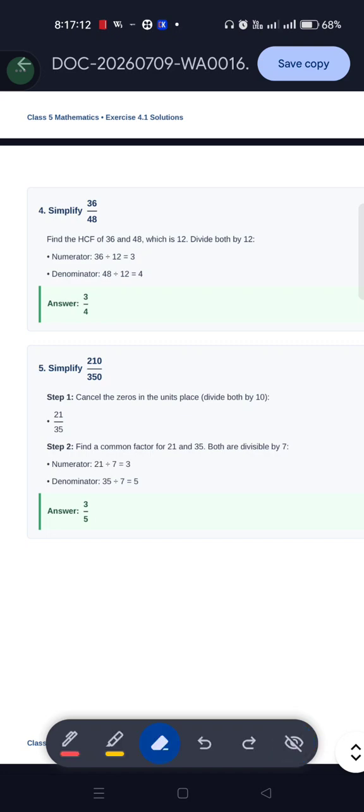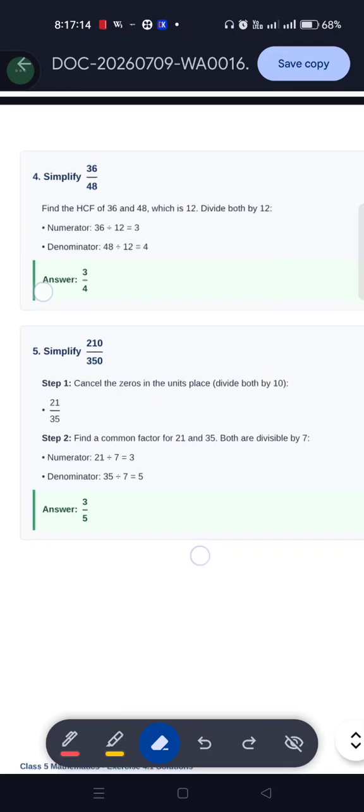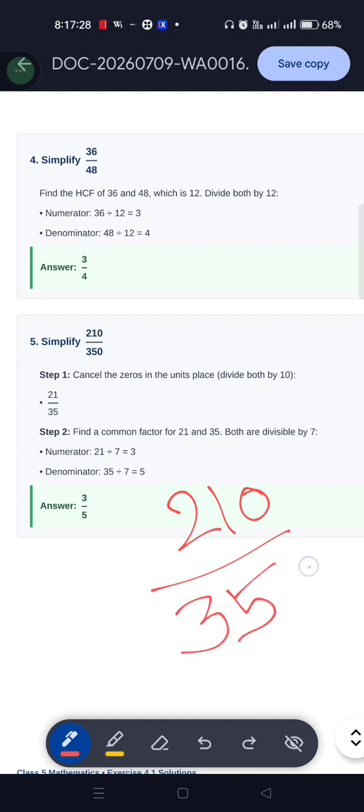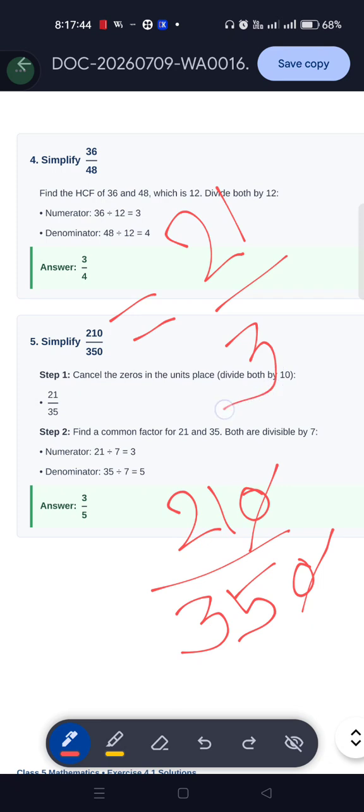Now the next question is 210 upon 350. Some students were having problems solving this question, so I will help you. 210 upon 350. In this type of question, first of all we can easily cancel 0 by 0 here. Now when we have cancelled 0 by 0, the remaining numbers are 21 upon 35.